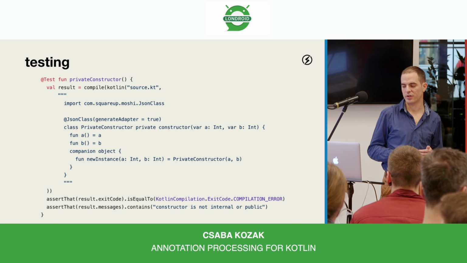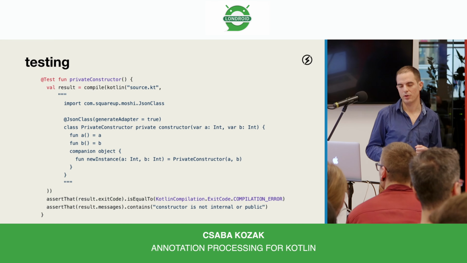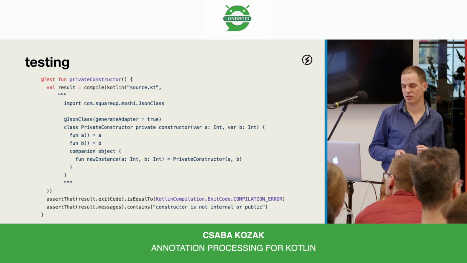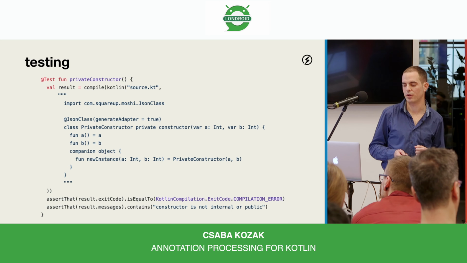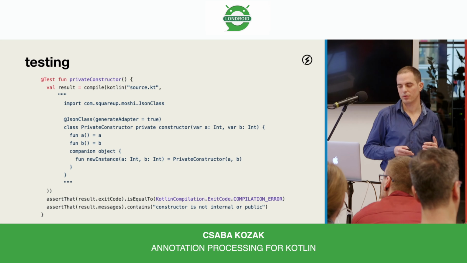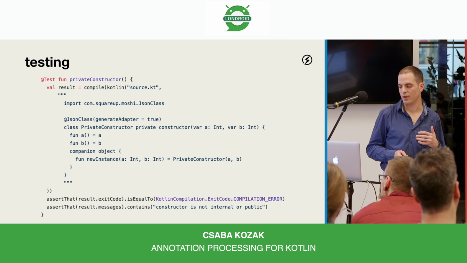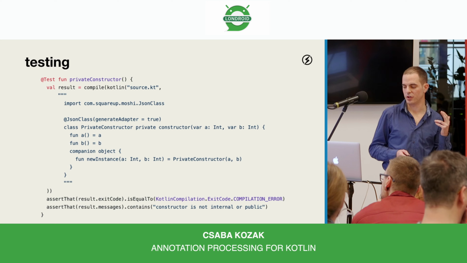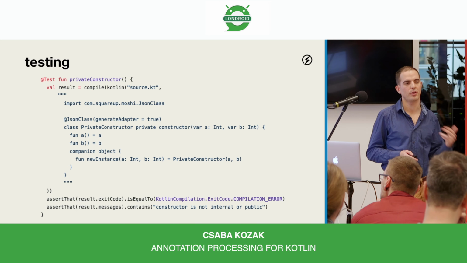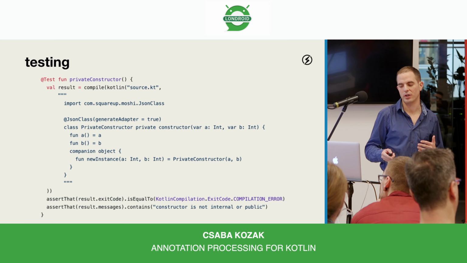And for testing, first you should create source code which contains your annotations. Then you can actually call the Kotlin compiler, which will compile the source code, call the annotation processors, and generate source code. After that, you can inspect the exit code or the result of the compilation, check what messages are generated, and also check which code was generated from your processor.